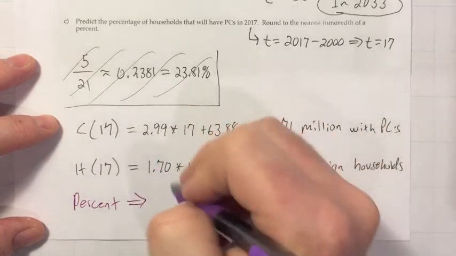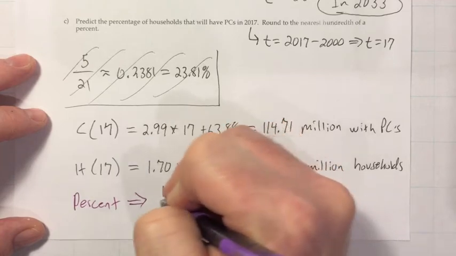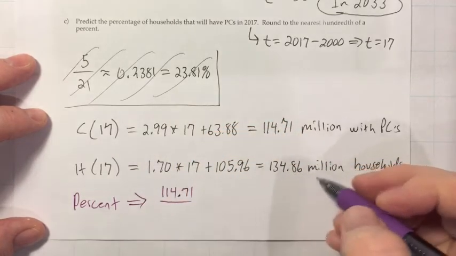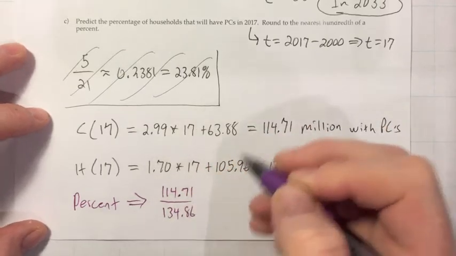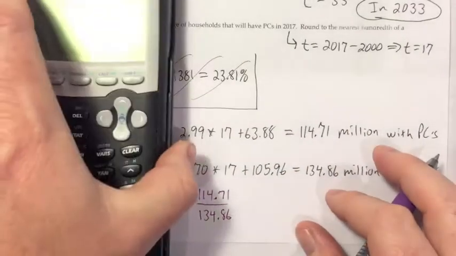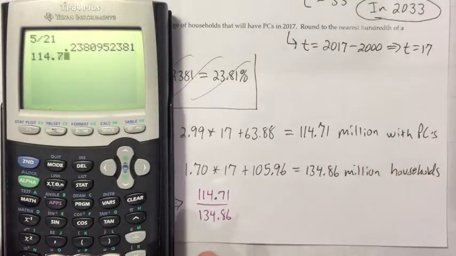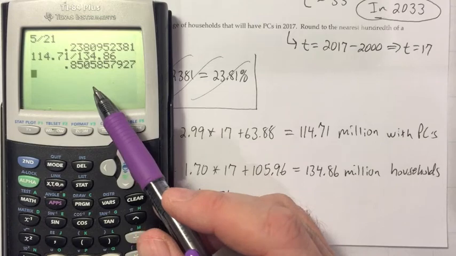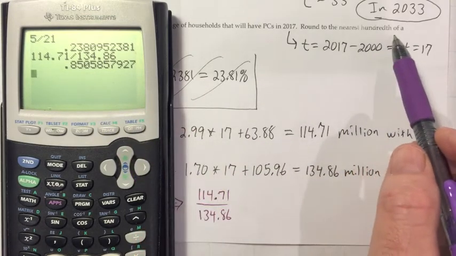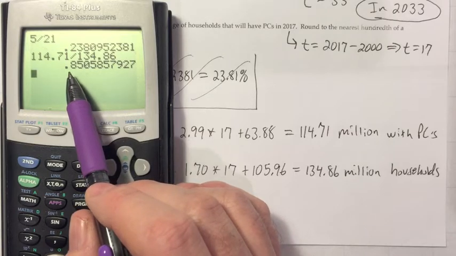So I'll take how many households had computers, 114.71. I'll divide that by how many households there were, 134.86. Let me go ahead and do that for you on the calculator so you see the way that I think about this. 114.71 divided by 134.86. When you think about how many decimal places to write here, a lot of people round to the nearest hundredth of a percent, and they think, okay, so I need to go 0.85, because that's the nearest hundredth, tenths, hundredths.